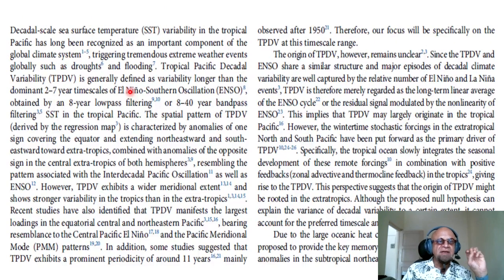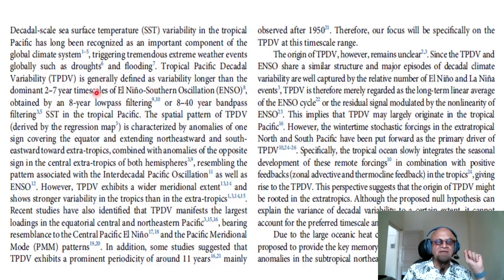Let's read. The text is long, but it nicely summarizes the basic conundrums that remain that we are trying to address here. Decadal scale sea surface temperature variability in the tropical Pacific has long been recognized as an important component of the global climate system. We have already talked about this in multiple podcasts. And they trigger tremendous extreme weather events globally, such as droughts and flooding.